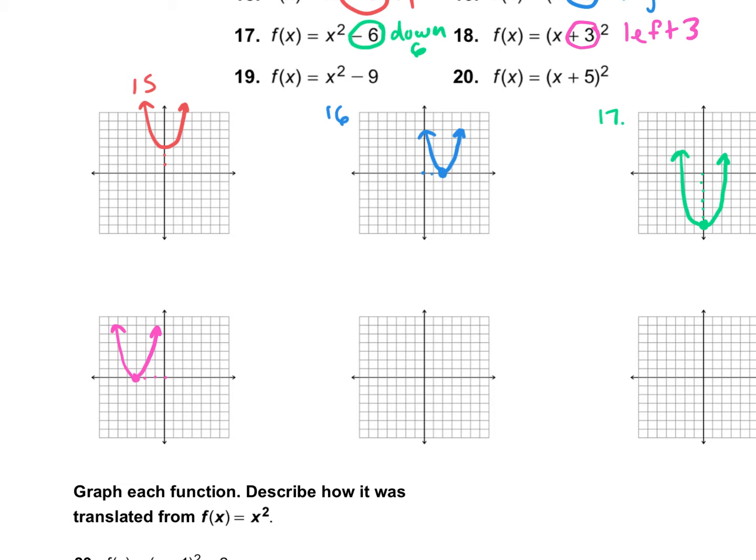All right, next, 19. Leah, what does this minus 9 do? Minus 9 on the outside. Down 9. So we're going to go down 1, 2, 3, 4, 5, 6, 7, 8, 9. Thank you. And then we just draw our parabola there.